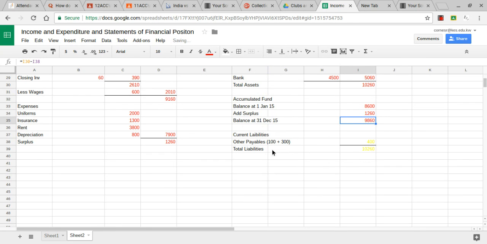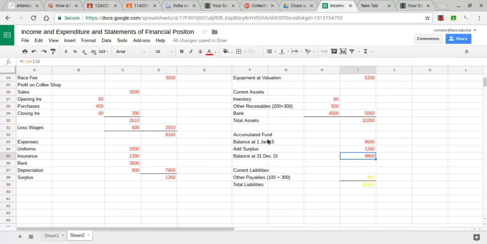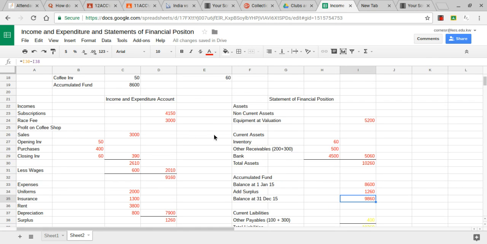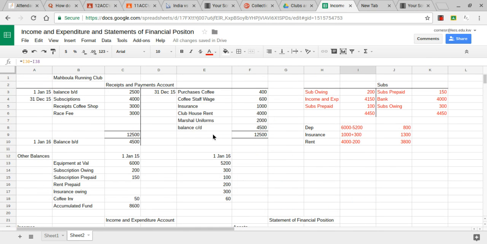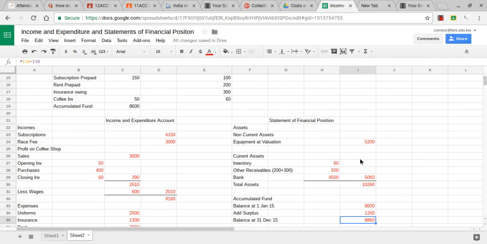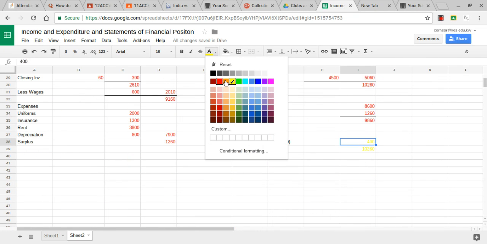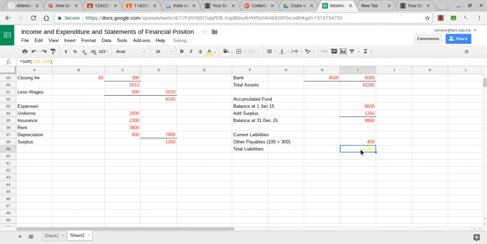And then the final thing here, we need to look for the other payables. The other payables are going to be the accruals. So that was the insurance owing of 300. And also I've got some subscriptions that are prepaid that we spoke about as being money owing. So they add up to 400, and hey presto, the whole thing balances off.